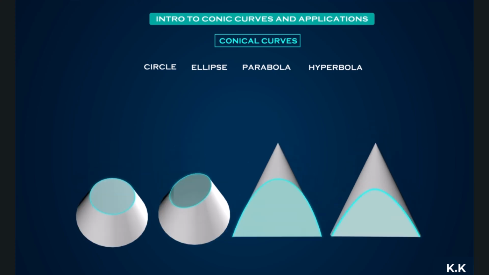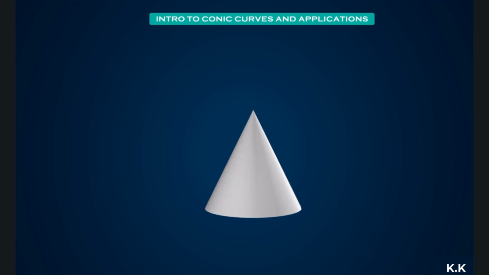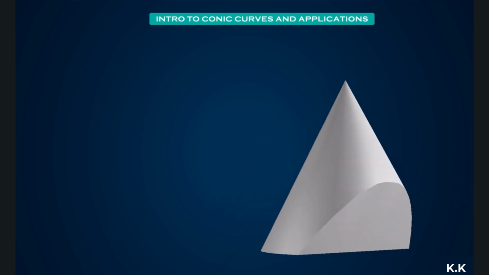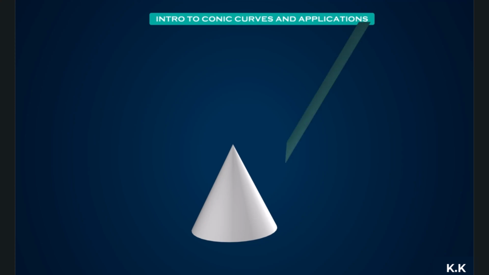First, we assume a right-angled triangle and rotate it about its axis to form a cone. When this cone is cut by a plane, then the curve formed by joining the points on the surface of a cone is called a conic section. But the plane that is cutting our cone can be oriented in any direction.